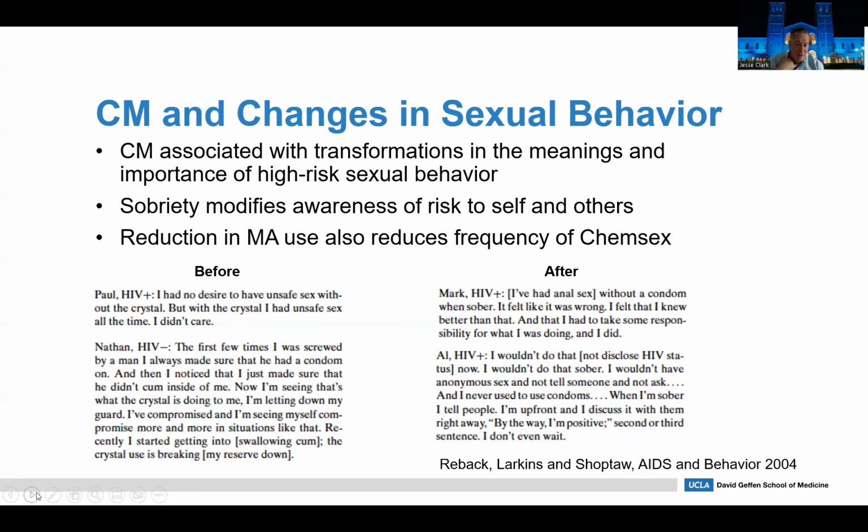Al said, "I wouldn't do that, not disclose my HIV status now. I wouldn't do that sober. I wouldn't have anonymous sex and not tell someone and not ask. And I never used to use condoms. When I'm sober, I tell people. I'm upfront and I discuss it with them right away. By the way, I'm positive. Second or third sentence. I don't even wait."